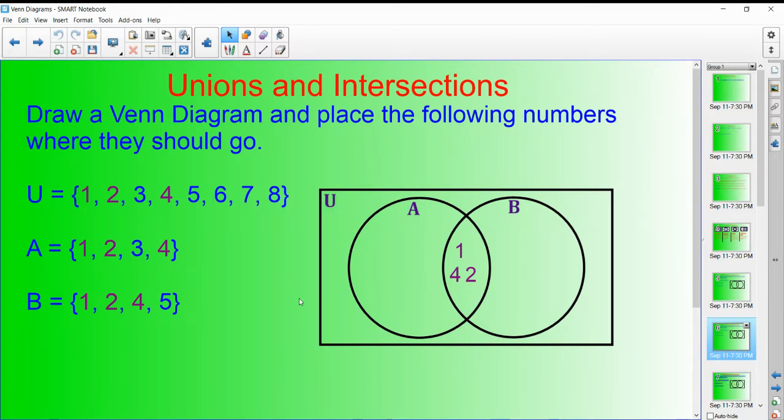I then see what A has that B does not, and what B has that A does not. So right now I've dealt with 1, 2, 3, 4, and 5, and I'm left with 6, 7, and 8, which are still part of the universe, but they're not part of A, and they're not part of B. So we need to put them outside the circles, but still in our universe. So now this is a representation of where all of these numbers would go in this universal set.